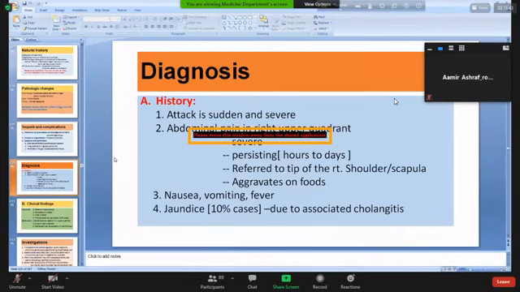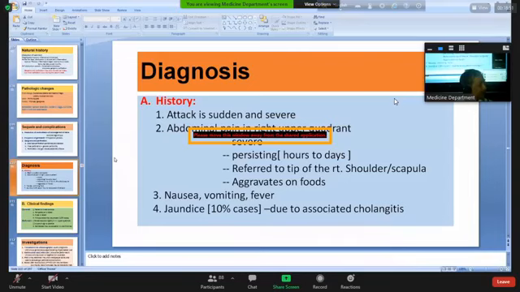This pain is usually referred to the tip of the right shoulder. আমরা জানি if there is acute inflammation, there is formation of exudate and there is irritation of the diaphragm. So the diaphragm will be irritated and the patient feels pain, referred to the fourth cervical segment, and that is represented at the tip of the right scapula, and that's why the patient complains of pain at the tip of the right scapula.